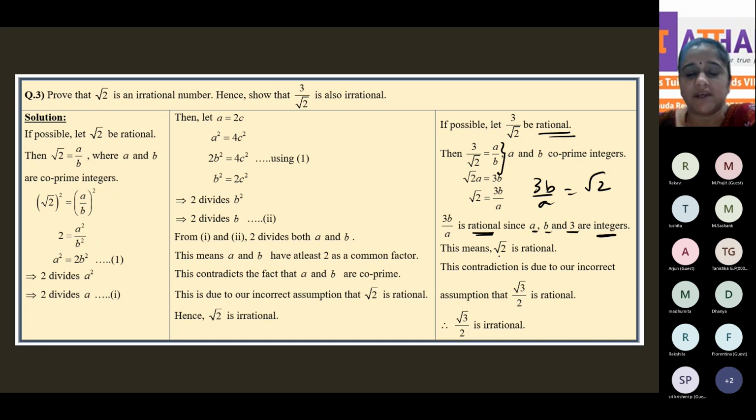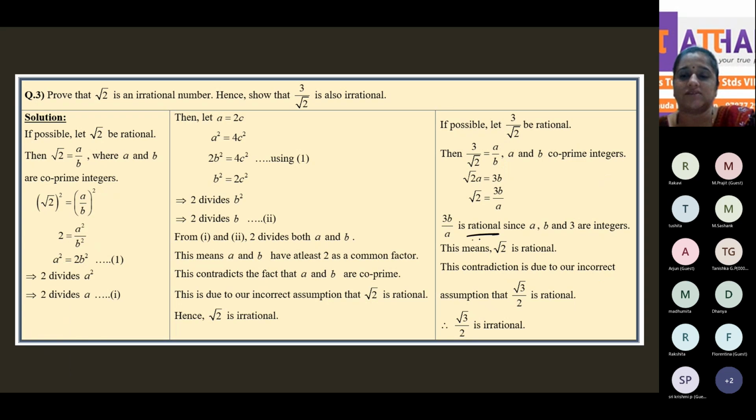Because it's an equality, the other side also should be rational. It's an equality, right? So that means the other side, root 2, also is rational. But it's a contradiction. And this is because of our incorrect assumption that 3 by root 2 is rational. We started off saying that it is rational. That's why this contradiction. Therefore, 3 by root 2 is irrational.